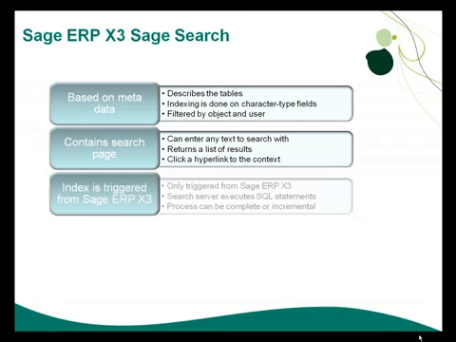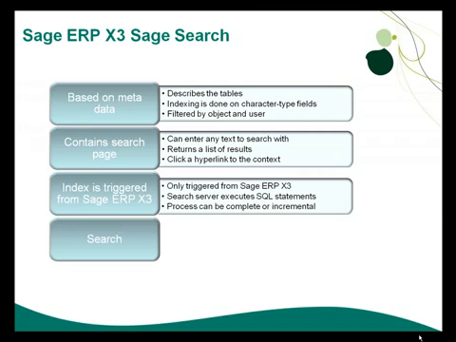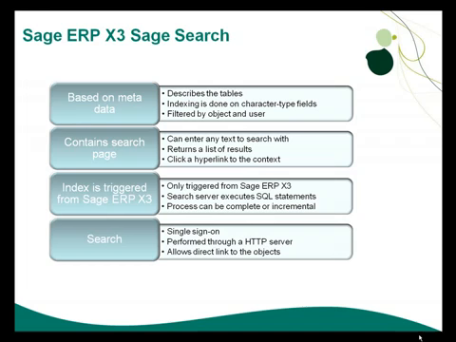Sage Search can only be triggered from Sage ERP X3. The search server executes SQL statements to extract the data from the Sage ERP X3 repository and performs the indexing. The indexing process can be complete or incremental, in which case timestamps must be added in some tables. When using Sage Search, a single sign-on is done in order to allow the right filtering. The search is performed through an HTTP server in a portal view and allows a direct link to the objects.